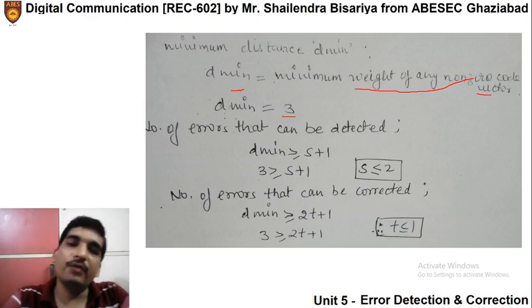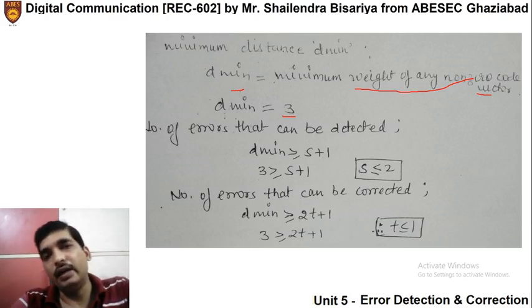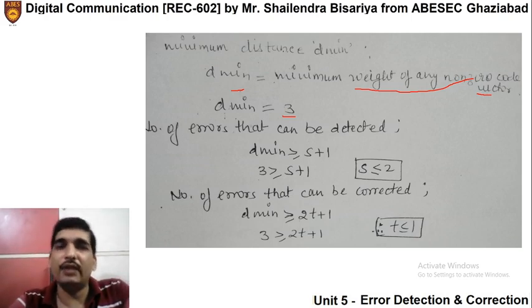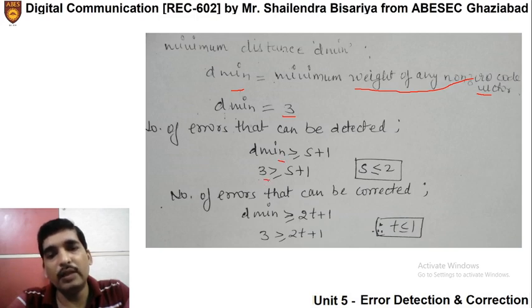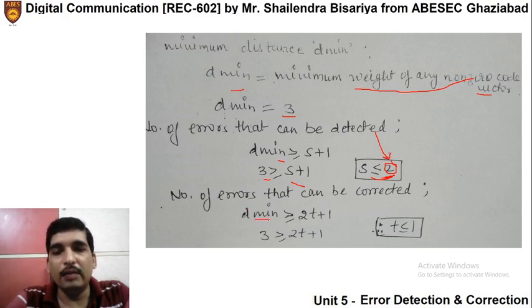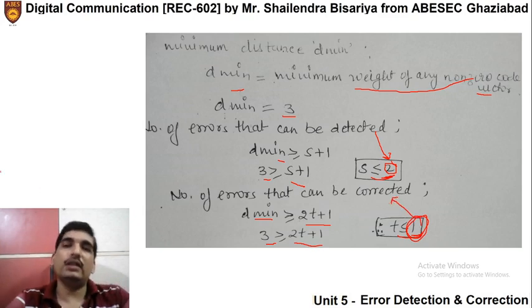Now how many errors can be detected and corrected? You can easily do it by yourself as we have already done it. Let us see the answer. The D minimum is 3 now, so D minimum is greater than or equal to S plus 1. So 3 minus 1 is 2, so S is less than or equal to 2. Hence we can detect up to 2 errors. And D minimum is greater than or equal to 2t plus 1. So from this expression 3 is greater than or equal to 2t plus 1. So t is less than or equal to 1. That means we can correct up to 1 bit of error only for this code.